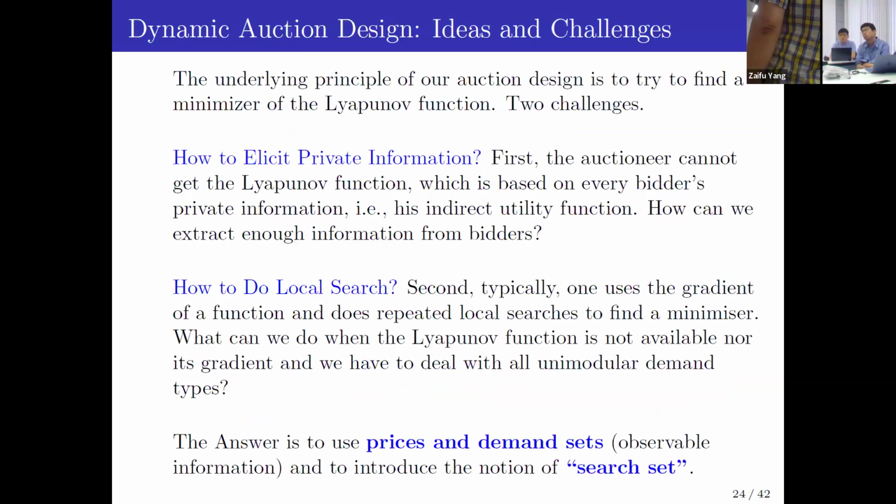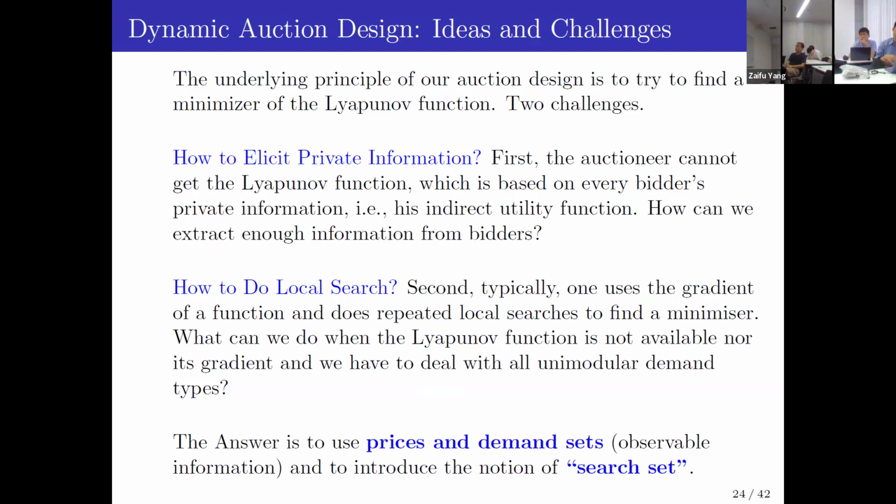However, there's a problem, because as the auctioneer, this involves the private information of every agent. So the auctioneer cannot actually get this information. So this is the first challenge. And so now what information should we use in order to extract enough information from the bidders.